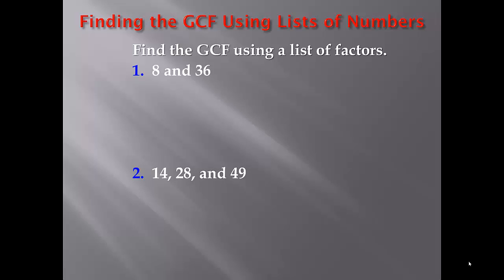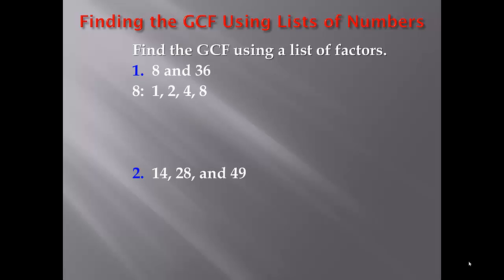Now we're going to find the GCF, which is the greatest common factor, using lists of numbers. So we're going to find the GCF using a list of factors. So for our first problem, we have 8 and 36. Our first step is to write the factors for 8, and then also to write the factors for 36.